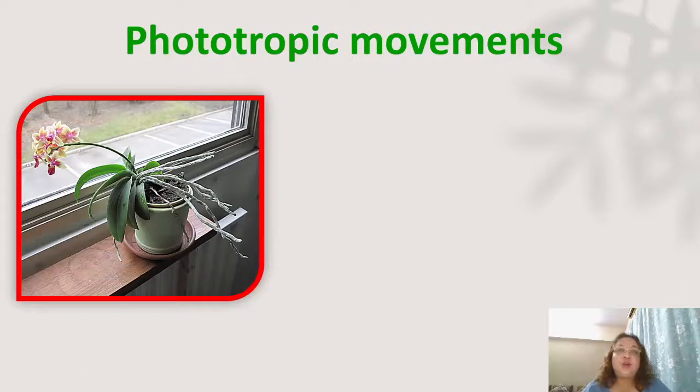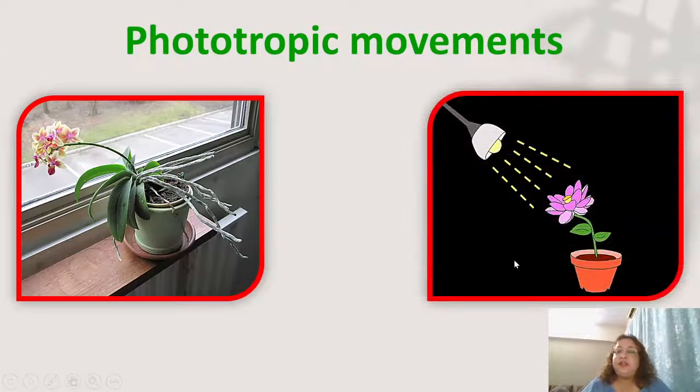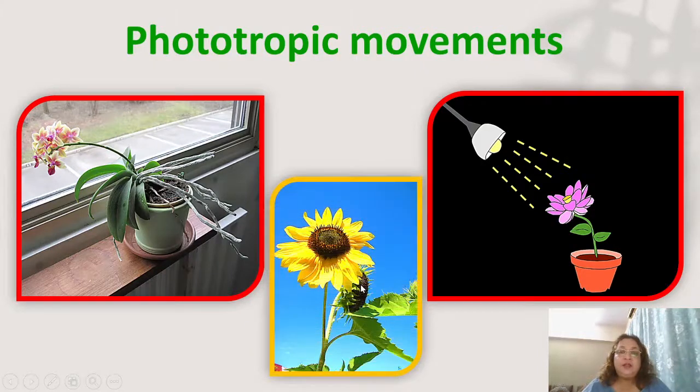Some examples of phototropic movements: here we see the plant so clearly moving, trying to get outside the window to get sunlight. This is an example of a plant in a dark room with only a light on there, the plant moving towards that light, and the sunflower always with its head up towards the light. So these are some examples to show you that a plant moves towards light.